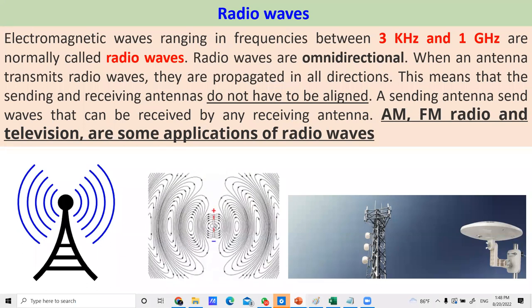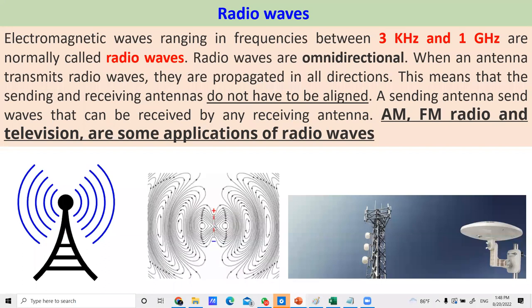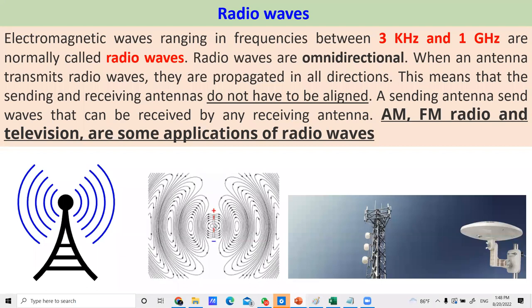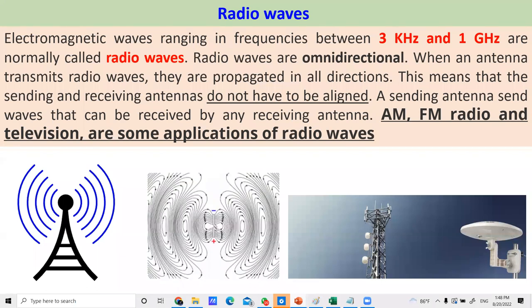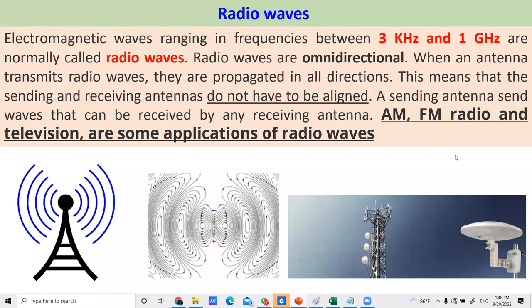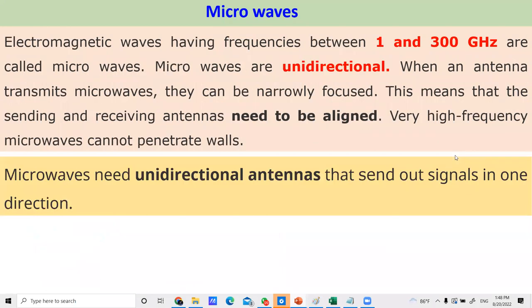Right. That's about radio waves. That's the first type of transmission medium under the unguided method. Right. Then look at the next one. Microwave. That's the second type under unguided methods.